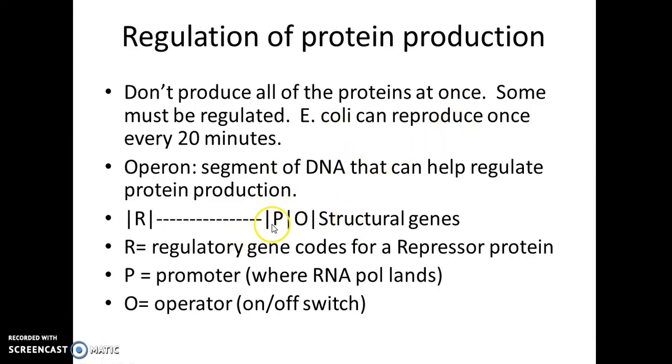We have the P, which stands for promoter, and we know that the promoter is where RNA polymerase lands. The operator, right here, this is what the operon is named after, the operator. That's your on-off switch, and then you have structural genes. And you can have any number of structural genes. You have X, Y, Z, whatever. Okay, draw that picture down there. We'll be referring to it from time to time.